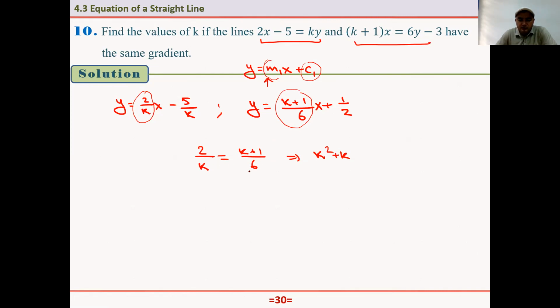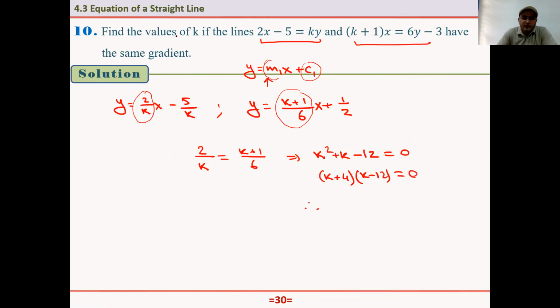On the left hand side, we have 2 times 6, that's 12. So here we have 12. It's just a quadratic equation. We know how to solve this. You can just solve this by factorization, right? That is 4 times -3, 4 plus -3, so it works. K plus 4 and k minus 3, that's equal to 0.